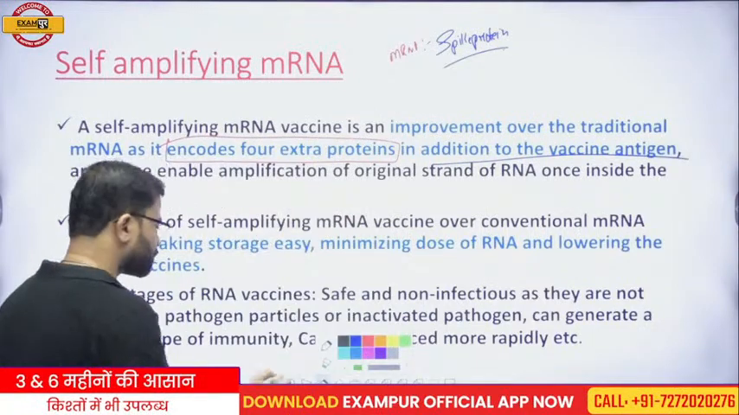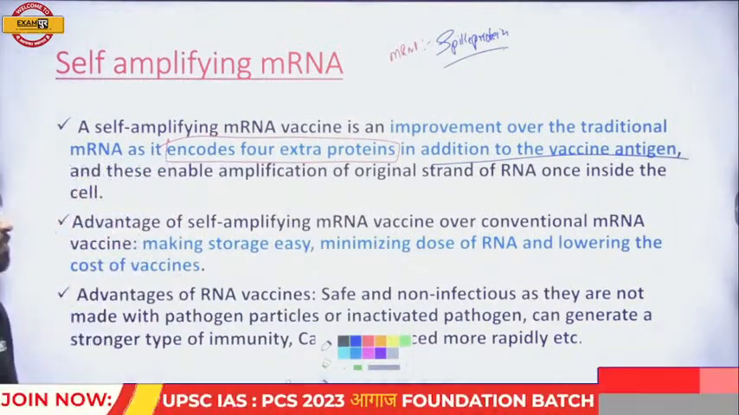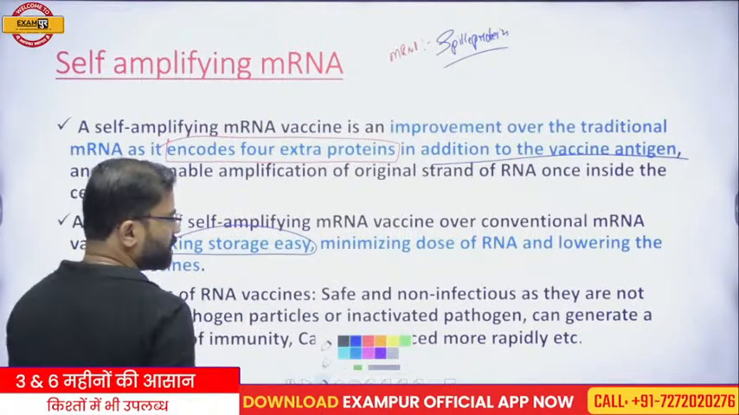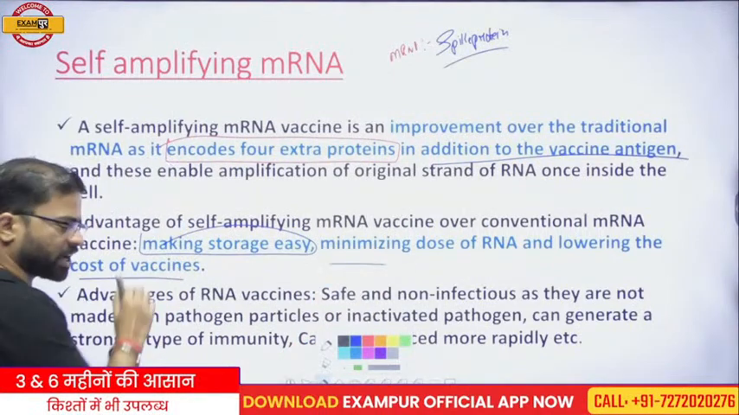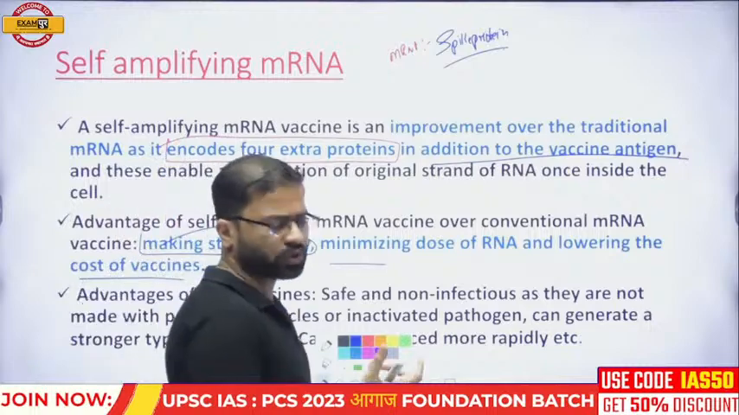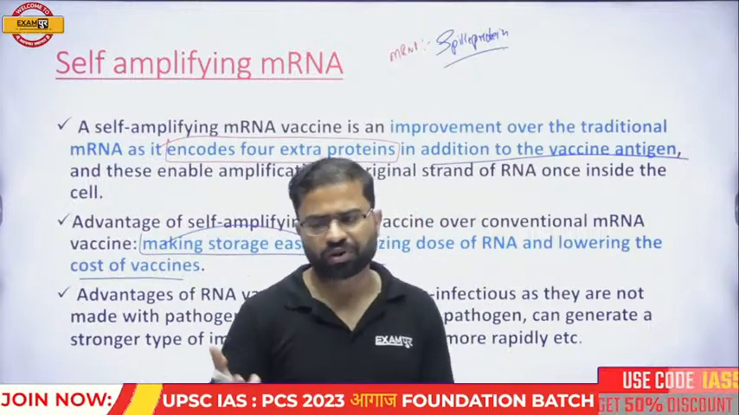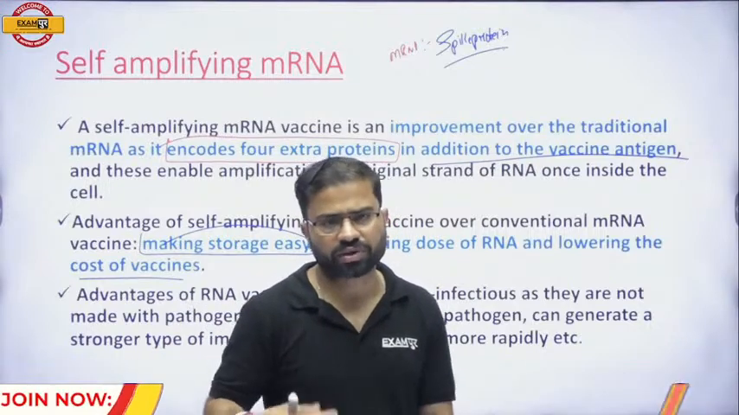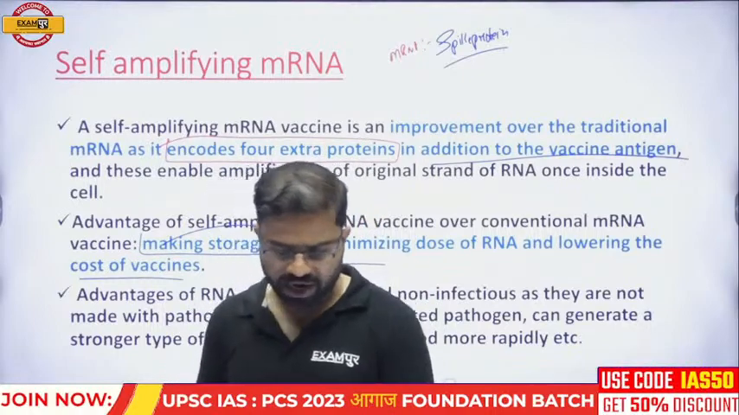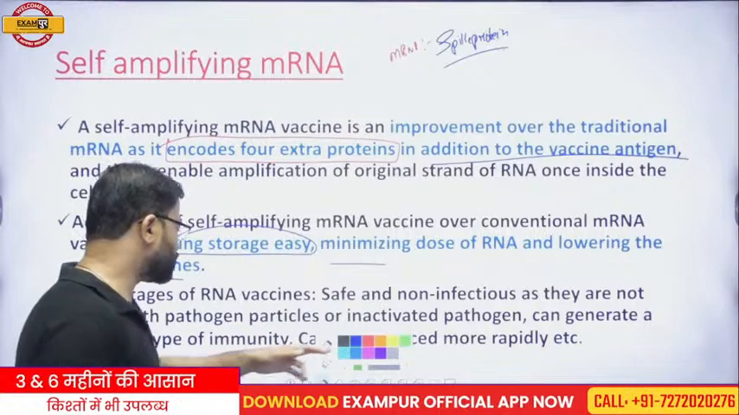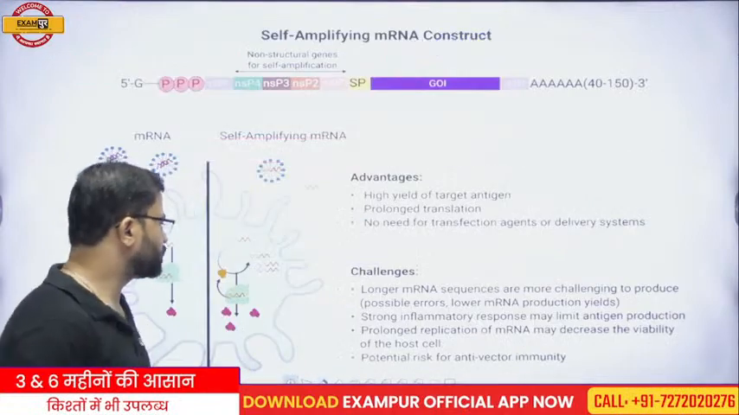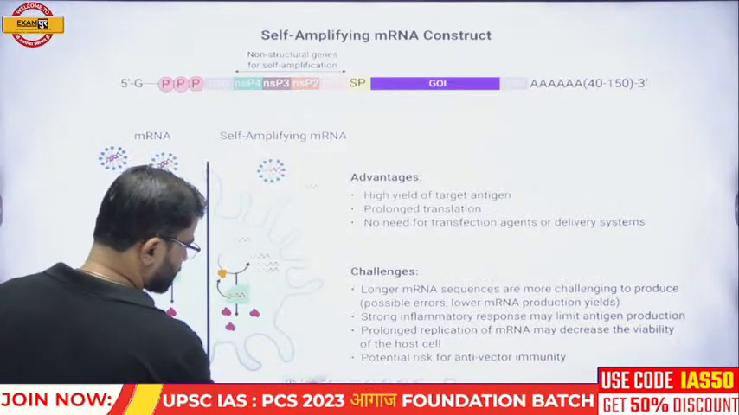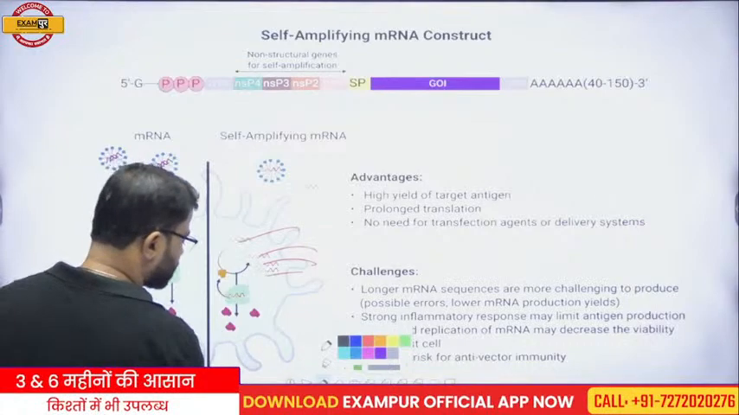ठीक है. Now what are the advantages? Advantages of self amplifying mRNA vaccine over the conventional mRNA vaccine are making storage easy, minimizing dose of mRNA, and lowering the cost of vaccine. Because here, immune response की बात करें, immune response is good because apart from the spike protein itself, we are sending 4 different types of proteins. So total our immune system will get stimulated, activated, and we will try to release 5 different types of antibodies. ठीक है. So this is mRNA and this is a self amplifying mRNA. ठीक है ना, यहाँ पे 4 different types of proteins are being produced. Is it okay?